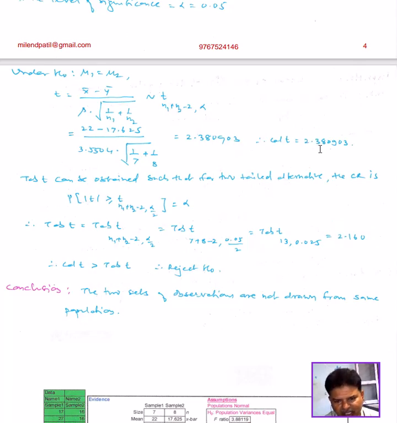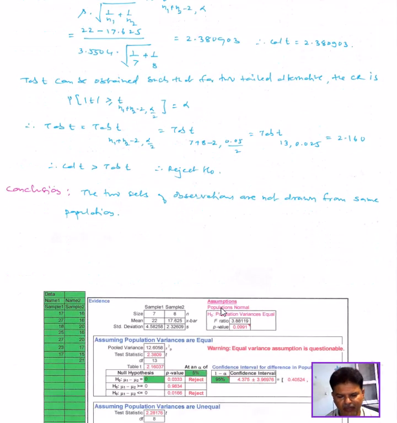So calculated T is more than table T. Calculated T is 2.38. Table T is 2.16. So therefore calculated T is greater than table T. We reject H0. So what does rejection of H0 mean? The two sets of observations are not drawn from the same population.